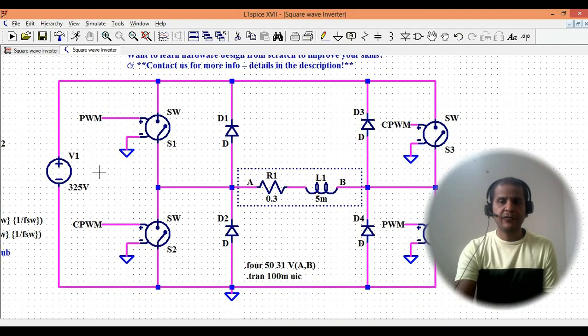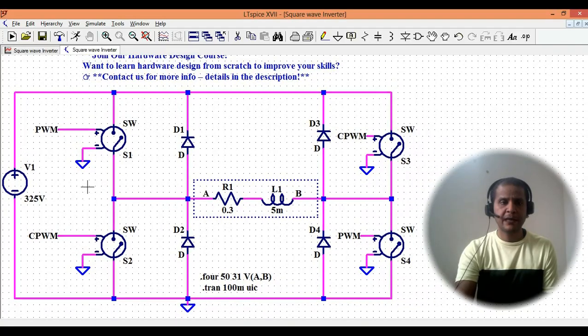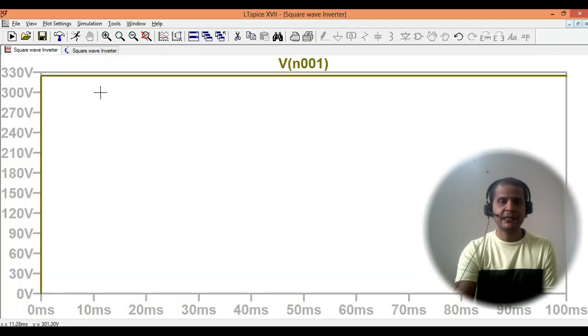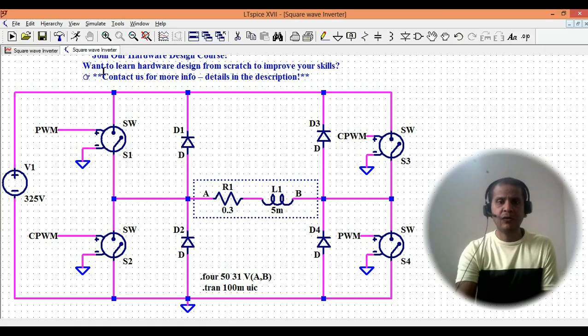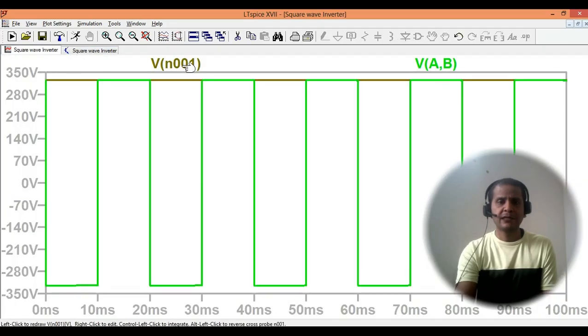schematic. And if you look at my schematic now, what is my DC voltage? The DC I'm giving here is 325 volts. Let's say this is my 325 volt DC. And now let us see the voltage across A and B. In order to measure the voltage across A and B, you have to click on the A point and drag your cursor to the B point. This is one of the easiest ways. So let's see what my A and B is.